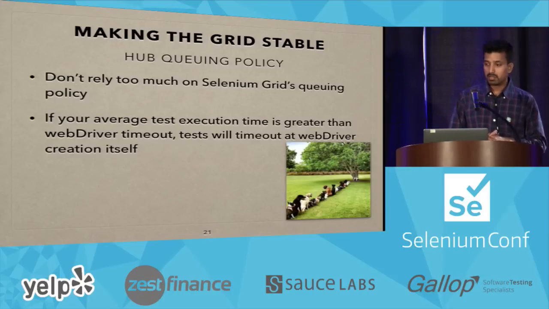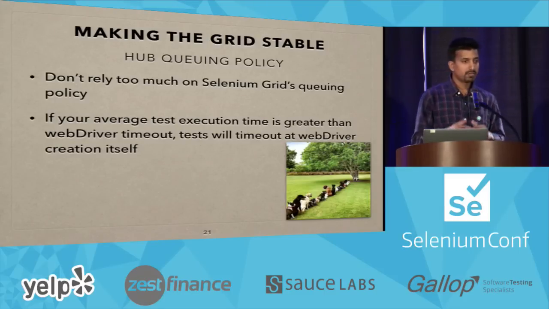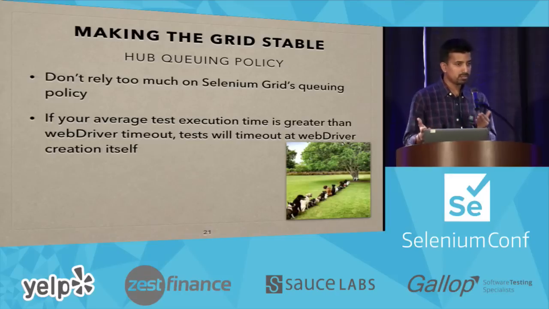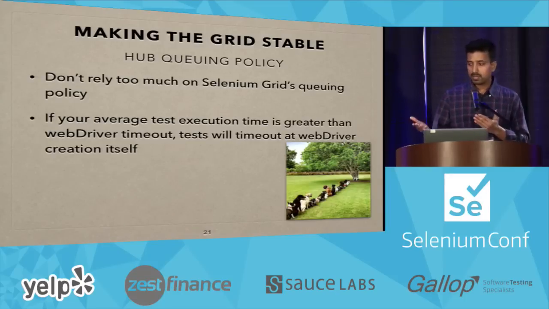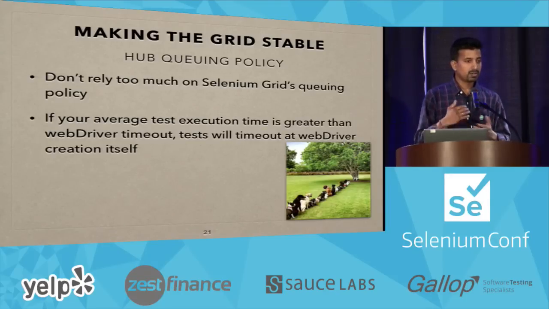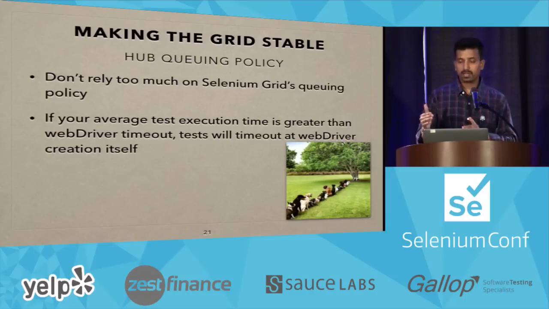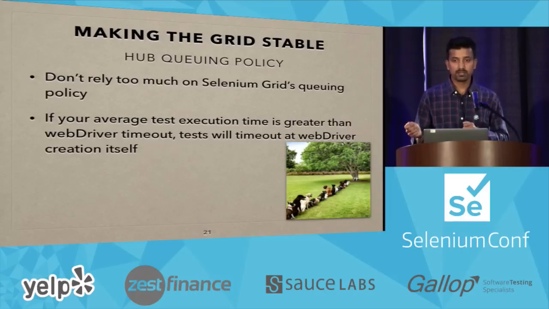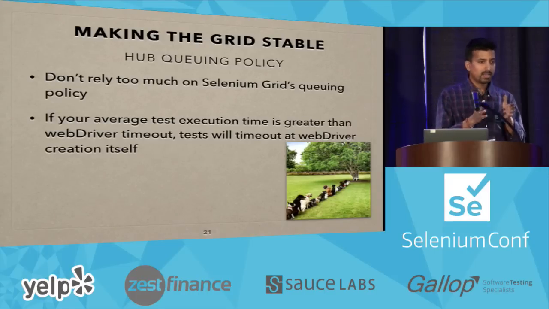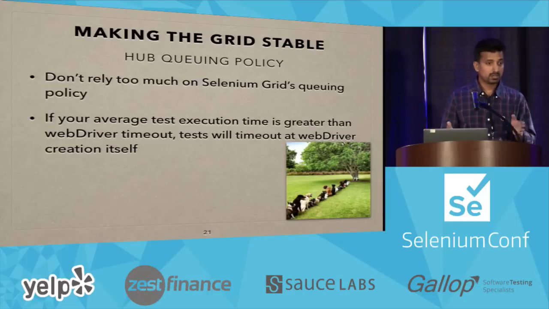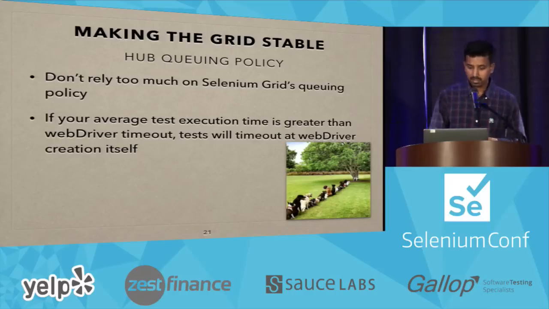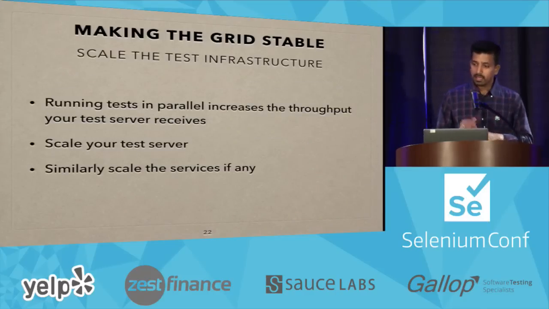Making the grid stable, another point here: everyone knows that Grid Hub has a queuing policy. You can rely on it to some extent, but don't rely on it too much, because if your average test execution time is greater than the WebDriver timeout, your test will time out at the WebDriver creation itself. So if you have 100 slots, you can probably run 115 tests. That's fine, but not 150. That's an important thing.